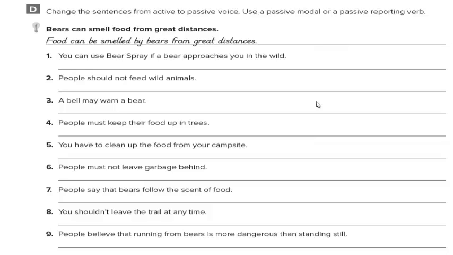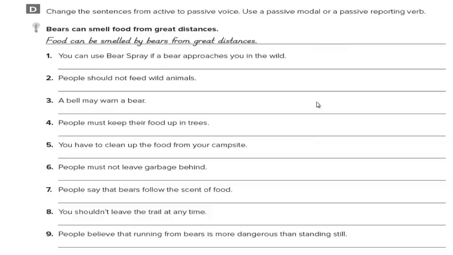Exercise D, change the sentences from active to passive voice. Use a passive modal or a passive reporting verb. Bears can smell food from great distances. So here again, food can be smelled by bears from great distances. You can use bear spray if a bear approaches you in the wild. So, which is the object here? How can we start? Bear spray can be used if a bear approaches you in the wild.